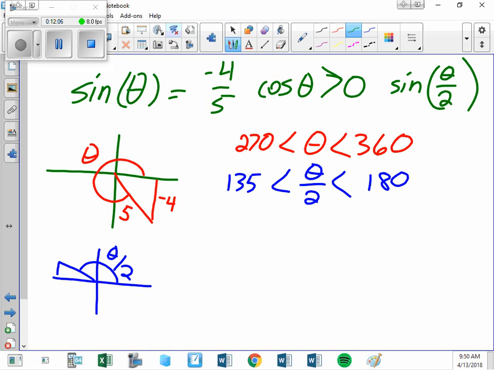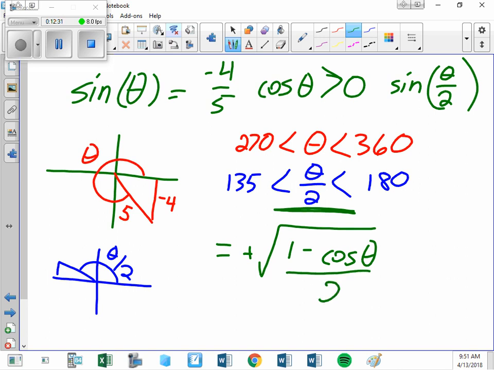Now, which formula do I want to use? I want to use the sine formula. So, am I going to use the positive formula or the negative formula if I'm in quadrant 2 for the sine? Positive. In quadrant 2, the sign is positive, so plus the square root of 1 minus the cosine of theta over 2.